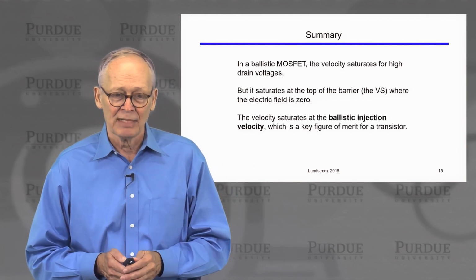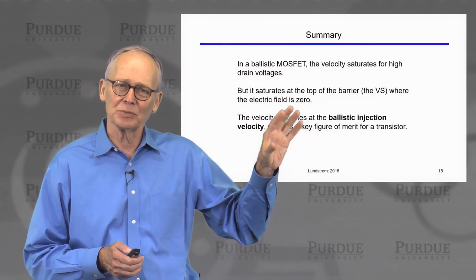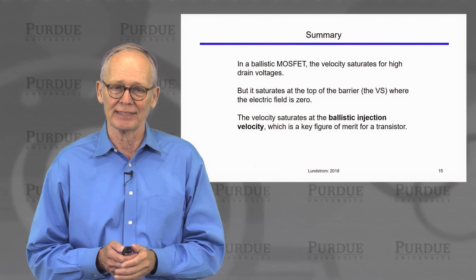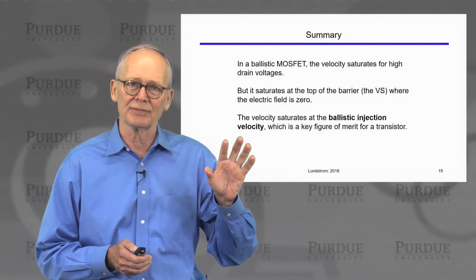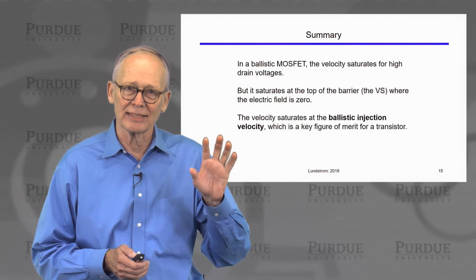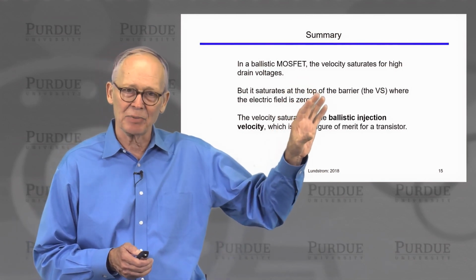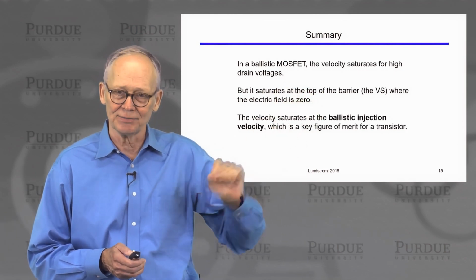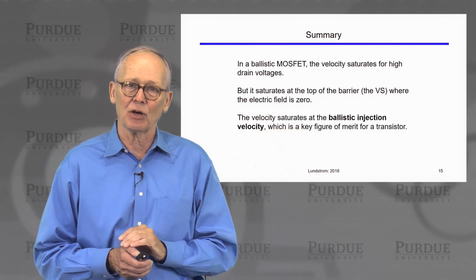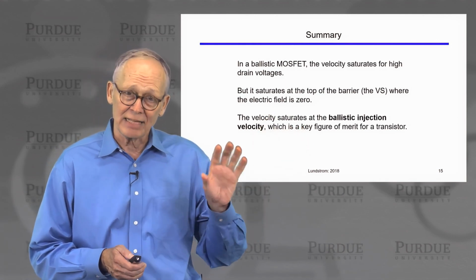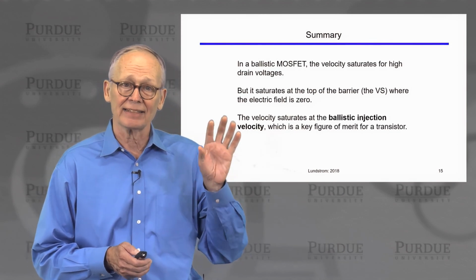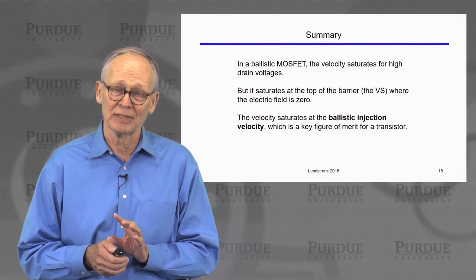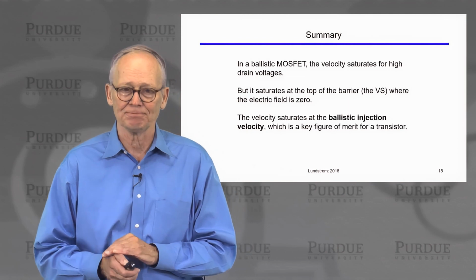So let's wrap up. We've seen that in a ballistic MOSFET, and this was a surprise when people first started thinking about ballistic MOSFETs, the velocity still saturates. But it saturates for a completely different physical reason and at a completely different location. It saturates at the top of the energy barrier between the source and the channel, at the virtual source, where the electric field is 0. And it saturates at a value we call the ballistic injection velocity. And that ballistic injection velocity is a key figure of merit for nanoscale transistors. You'd like it to be as high as possible to get the maximum current that you can get.